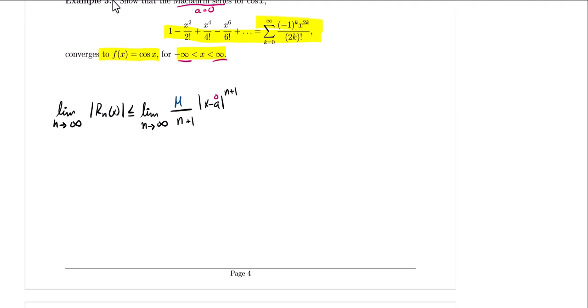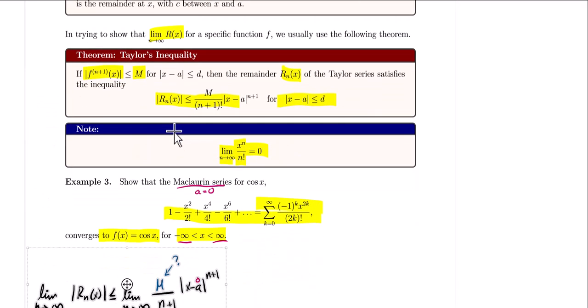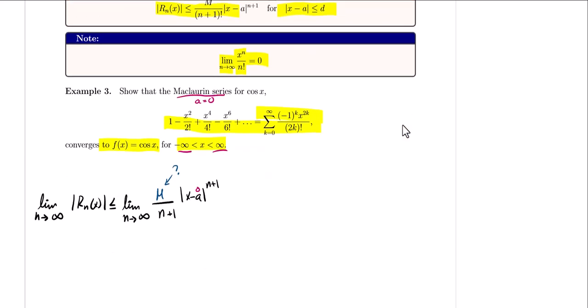And also, I would say the most important part for this type of problem is to figure out what this M value is. Now remember, the M here was defined as some number that's greater than or equal to the absolute value of the (n+1)th derivative at some x. Okay, so we have here that M is greater than or equal to the absolute value of the (n+1)th derivative evaluated at x.